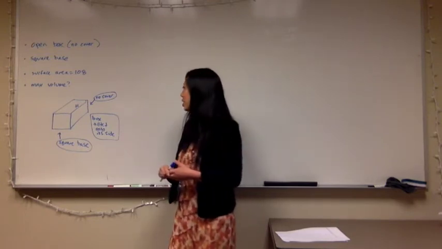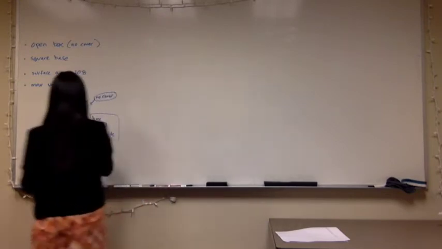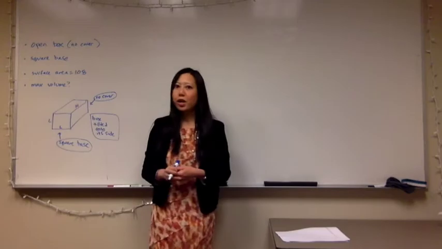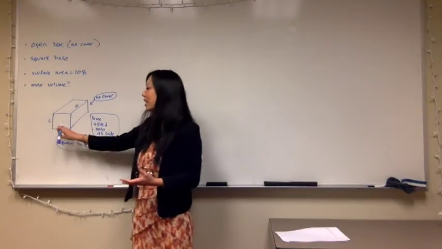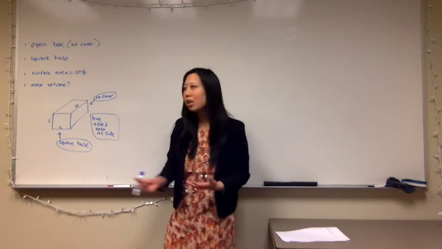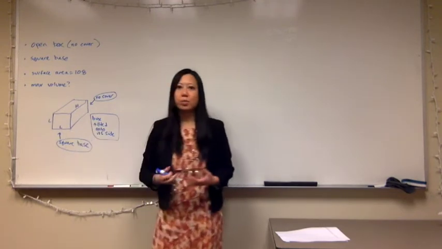So let's just call it L. Okay, so I'll call this L. And then this is L also because we have a square. We could write it as L and W, but because we have a square base, we could just get rid of the W and replace it by L because we know that these 2 sides will be the same.